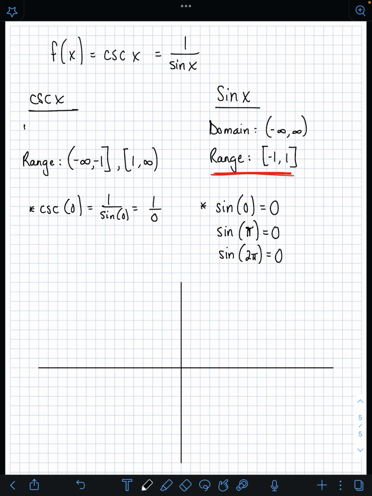So as it turns out, the domain of cosecant of x is going to be somewhat reminiscent of the domain for the tangent function. There are going to be periodically places where the cosecant function is undefined. In this case, it's going to be at whole number multiples of pi. So x cannot be any integer multiple of pi.